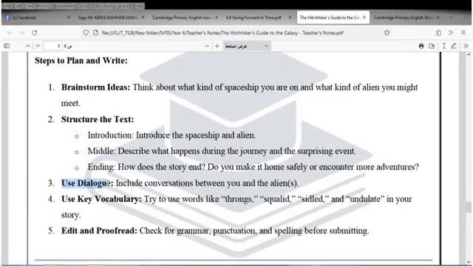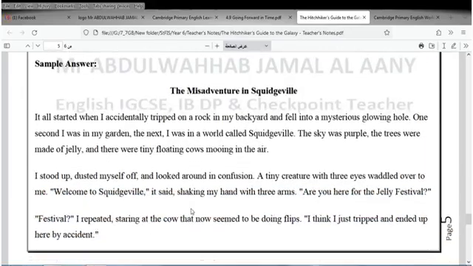You have to use dialogue between characters to describe what is going on and use show don't tell instead of narrating. Use key vocabulary in order to attract the reader and to give some sophistication to your text. Use the powerful words found in the text, it's okay. Edit and proofread. After you finish writing, please let somebody check the grammar, punctuation, and the spelling before submitting, and then ask somebody to read the text loud for you.